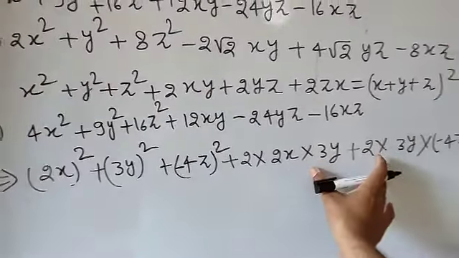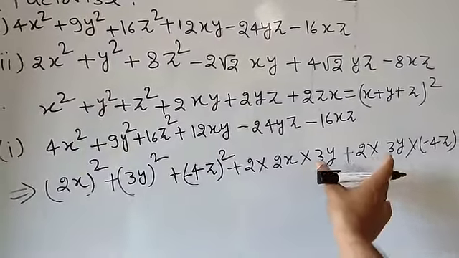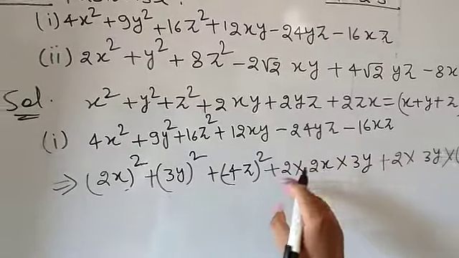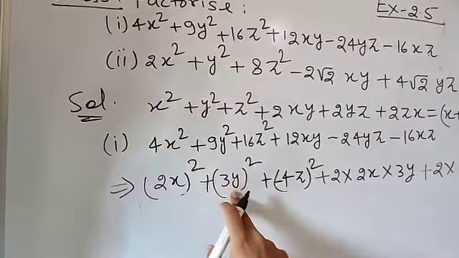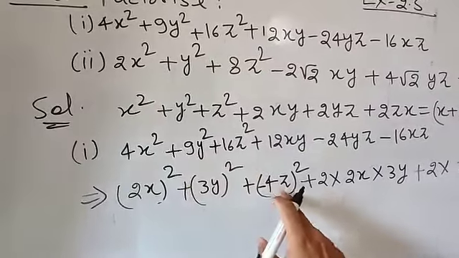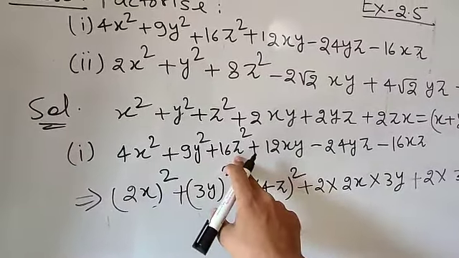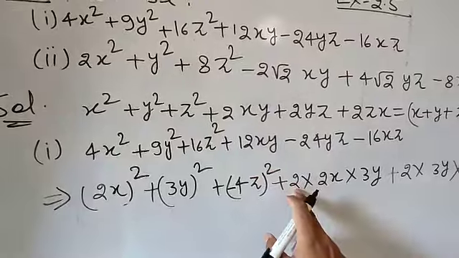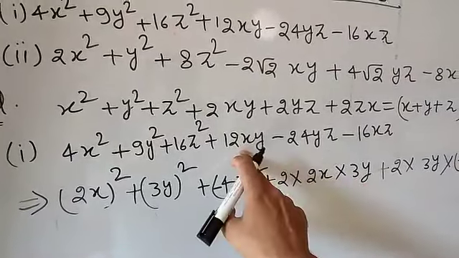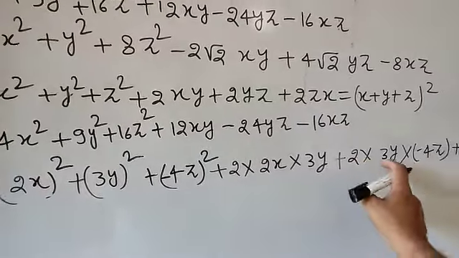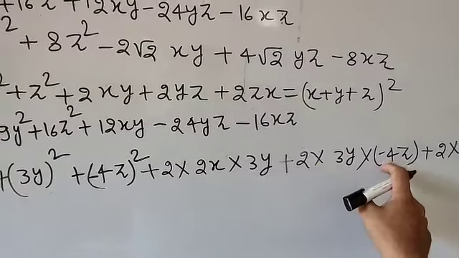Whatever I have written in this expanded form, will it match with the question or not? The square of 2x, 4x square, that is the term of the question. (3y) square is the 9y square. (Minus 4z) square equals 16z square, that is the term of the question. 2 into 2, 4, 4 into 3, 12, x into y, xy. So that is again the same. Now 2 into 3, 12, 12 into minus 4.